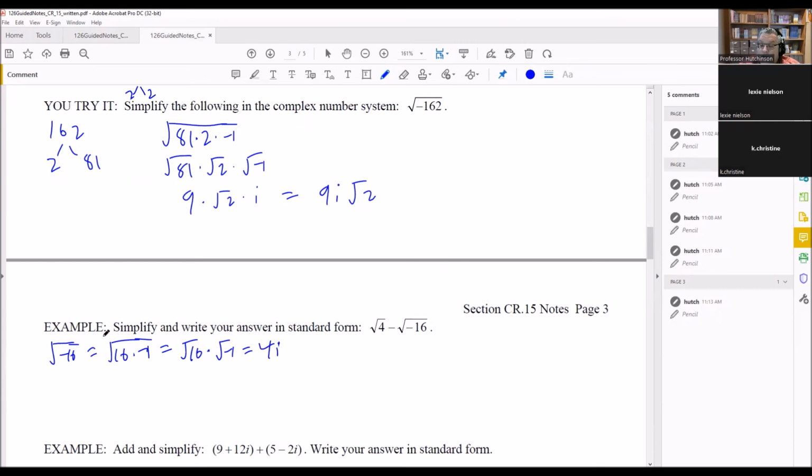So the square root of -16 is the square root of 16 times -1. The square root of 16 times the square root of -1, and I get 4i from that. And then the square root of 4, I can automatically take the square root and write that as 2. So this right here is going to be written as 2 minus 4i. That's how we do that. So the square root of 4 becomes 2, the square root of -16 becomes 4i, and that's going to be it.